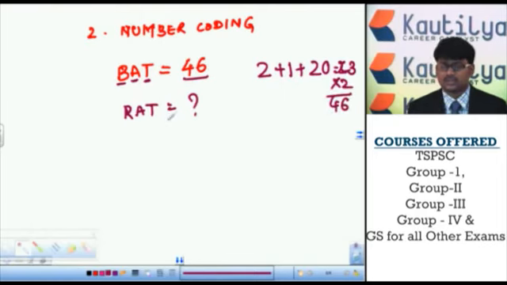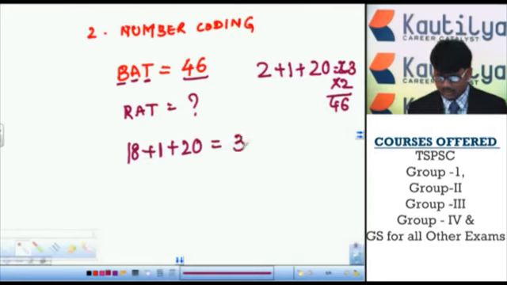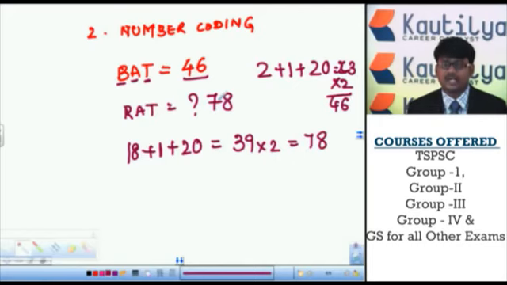Then the answer for the question is, first we have to take the number places for the letters: R is 18, A is 1, T is 20. Then we have to take the sum of the letters, that is 39. After that, we have to double it, that means 78. The answer for the question is clearly 78. This is the second type of coding. These are called number coding.